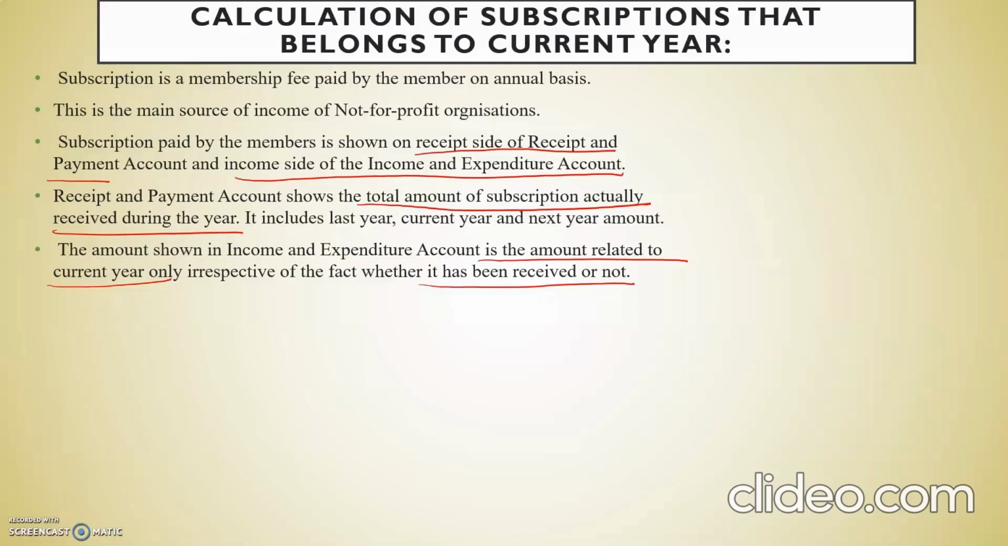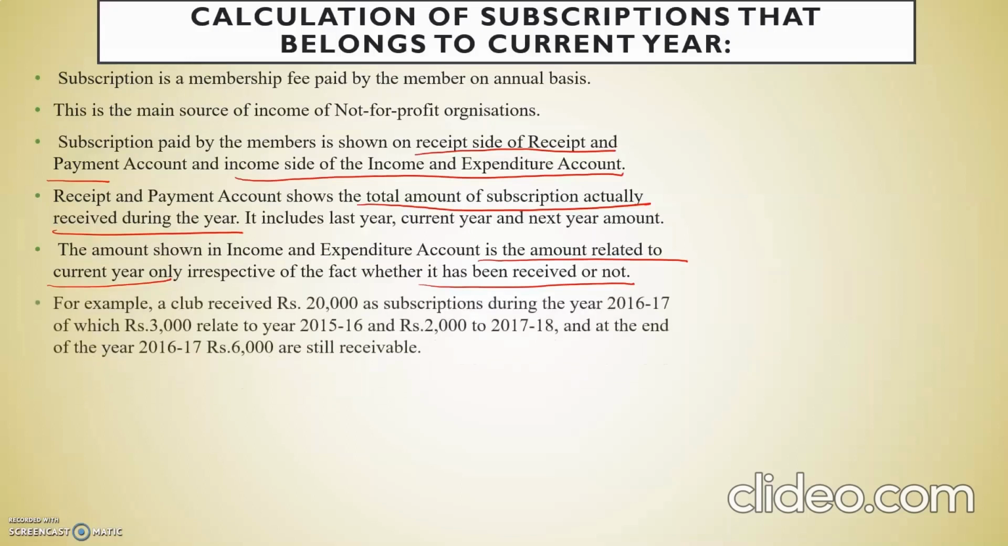So let us see one example on this. A club received rupees 20,000 as subscription during the year 2016-17. So 2016-17 is the current year, of which 3,000 relate to 2015-16. 2015-16 is last year and 2,000 relates to 17-18.